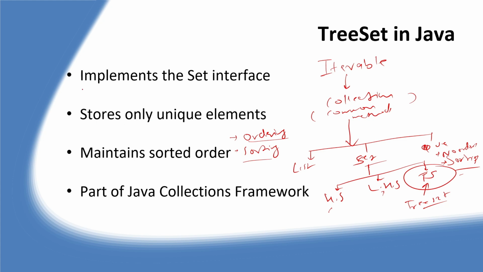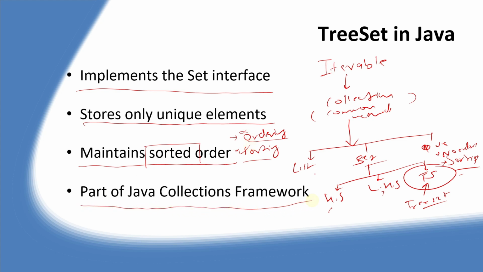It is written that TreeSet implements the Set interface. That's why TreeSet is an implementation class of the Set interface. It stores only unique elements. No duplicates are allowed. It maintains sorted order. No ordering but sorting. It does not maintain the order of insertion, but it provides sorting. And TreeSet is a part of the Java collection framework.